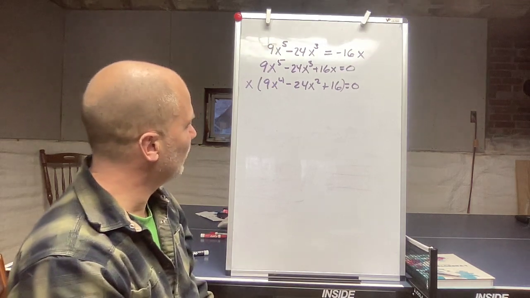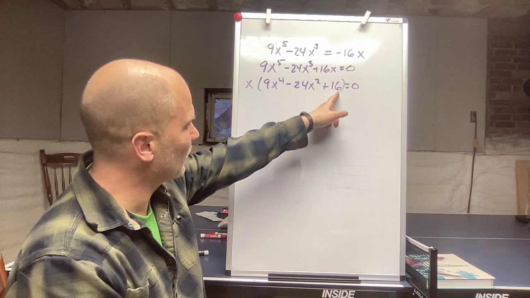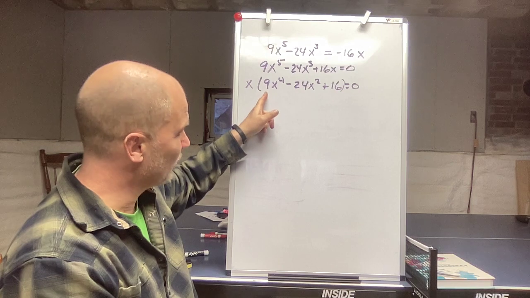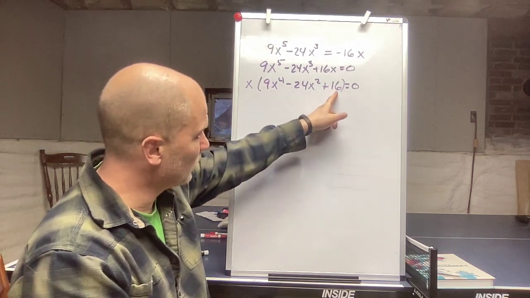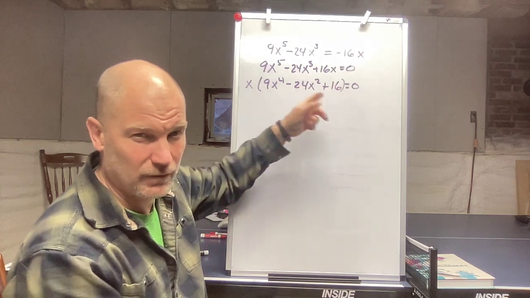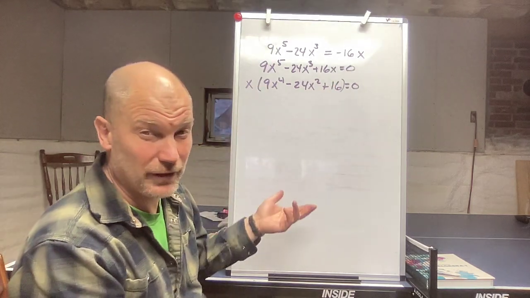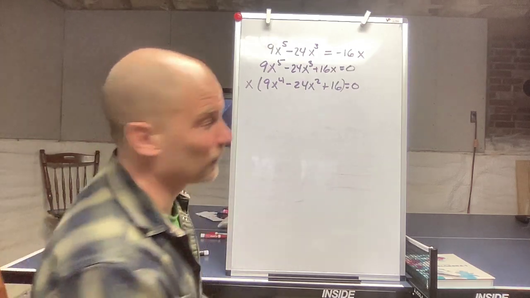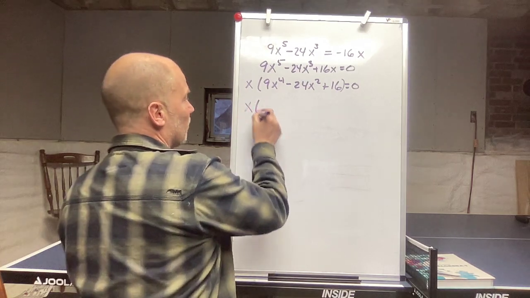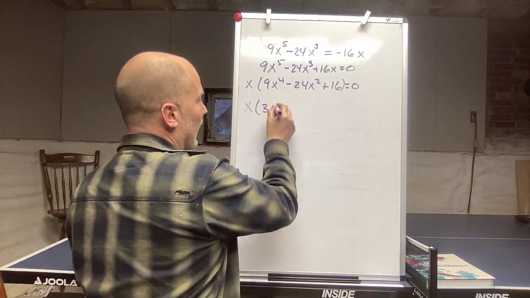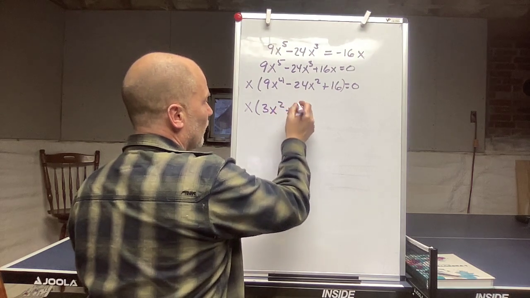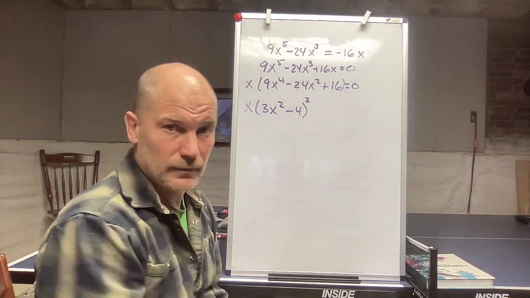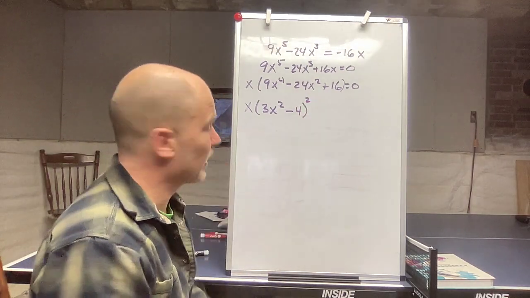But what I do notice is that this is a perfect square. This is a perfect square. And this perfect square is 3x squared. This perfect square is 4, or the square roots of these things are 3x squared and 4. If we multiply them together, we get 12x squared, and if we double it, we get 24x squared. So this is actually a perfect square. So I now know that this can be written like this: 3x squared minus 4, squared. I happen to know that that's the case.